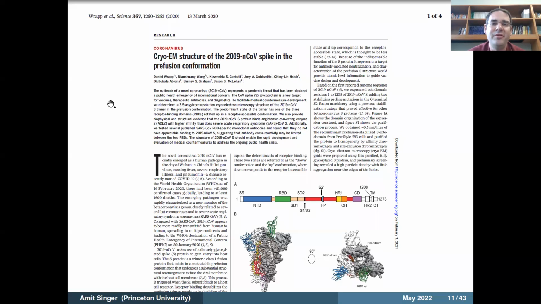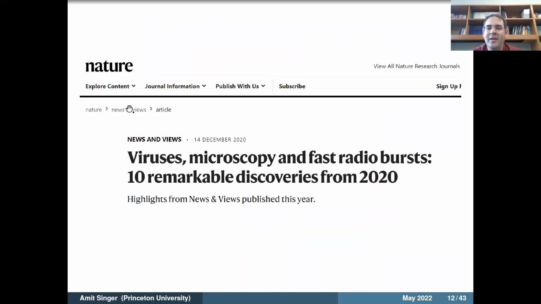So you see that the spike protein of the coronavirus was structured using cryo-EM, and this of course has a lot of importance, at the time, for vaccine development, as you can also see in the abstract of this paper. This paper, for example, has already, I think, nearly 7,000 citations. It appeared just 2 years ago.